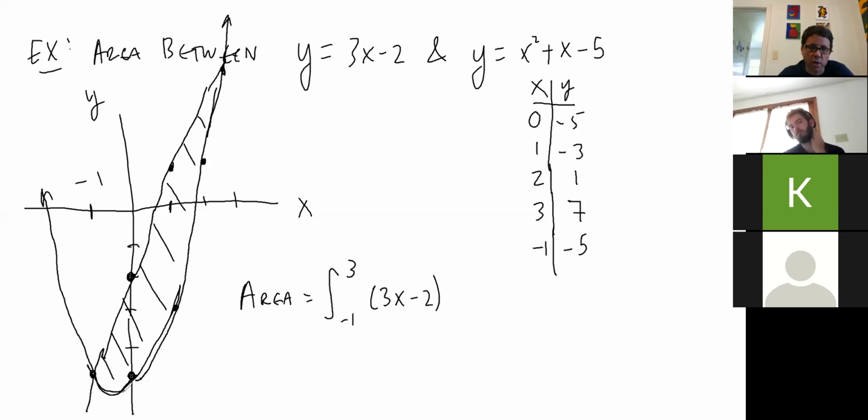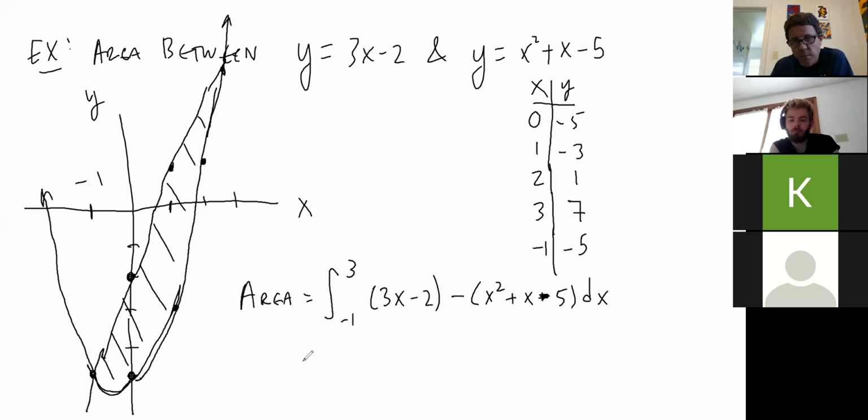And the bottom curve, the one that's below, is the other one. That's the bracket. x squared plus x minus 5. Okay, so all I need to do is figure out a function whose derivative is this inside. And then I can use the fundamental theorem by just plugging in the values. But maybe I want to clean it up just a little bit.